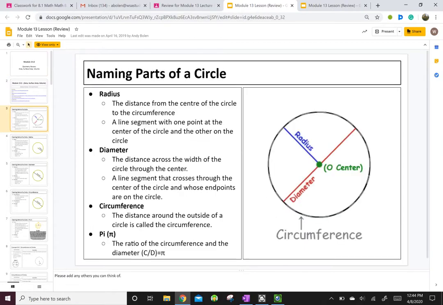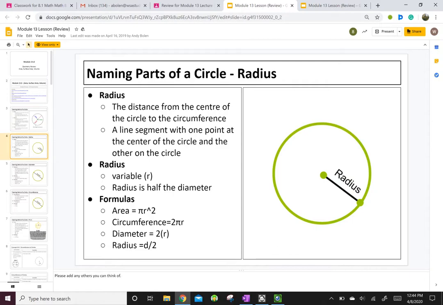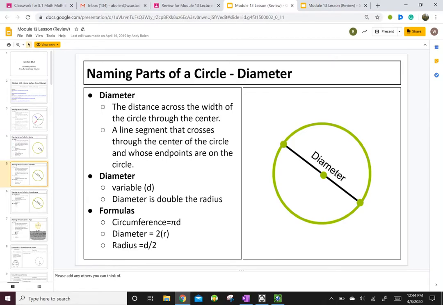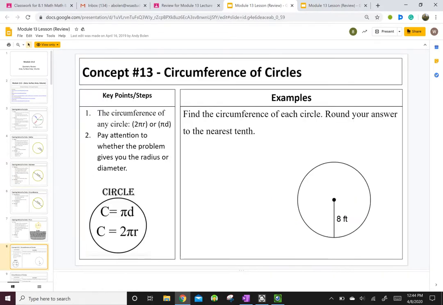And so we needed to review parts of a circle, right? The radius, the diameter, the circumference, and pi. Each of these slides gives a good explanation of these in review. The radius is half the distance across the circle. The diameter is the full distance across the circle through the center. Okay, and there are formulas that relate all of these things.